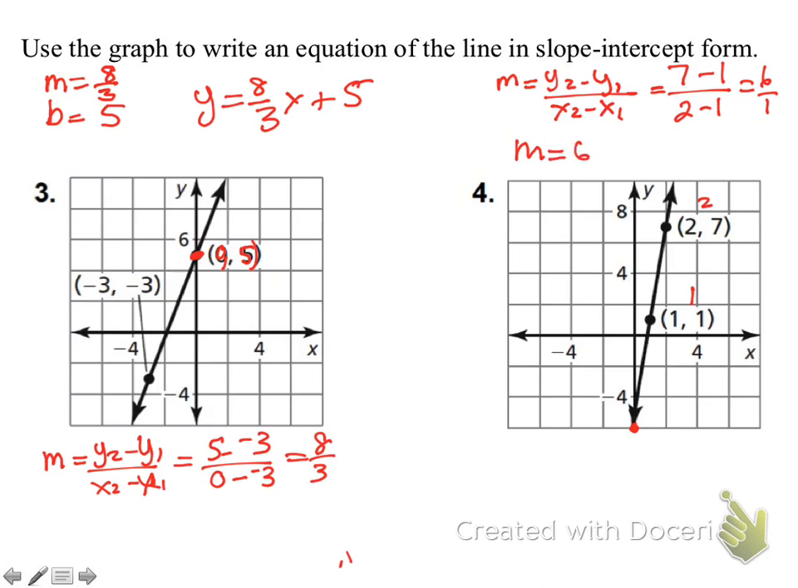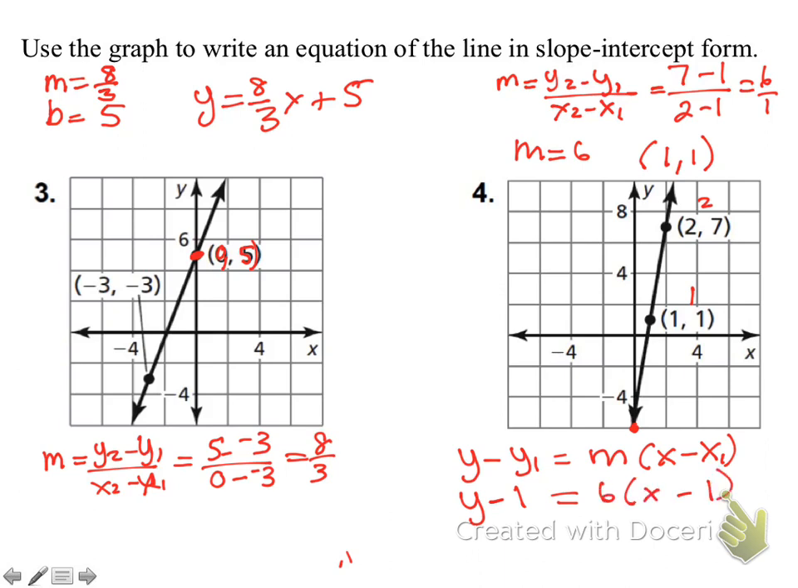Okay? Now, another way to write the equation, remember we learned point slope? I'm going to use 1, 1. Point slope is y minus y1 equals m times x minus x1. Y minus 1 equals 6 times x minus 1. Y minus 1 equals 6x minus 6. Add 1, add 1. What do I get? Y equals 6x minus 5. Did you guys get that? Yeah.